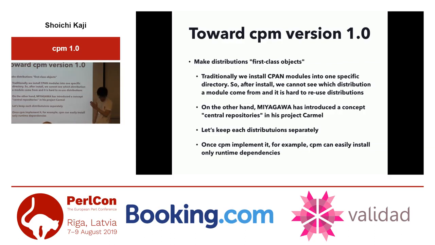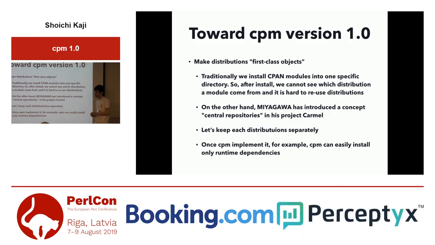So the third topic is toward CPM version 1.0. I actually wanted to release CPM 1.0 before PerlCon 2019, but I didn't make it. So I want to talk about the plan. In CPM version 1.0, I want to make distributions first-class objects.